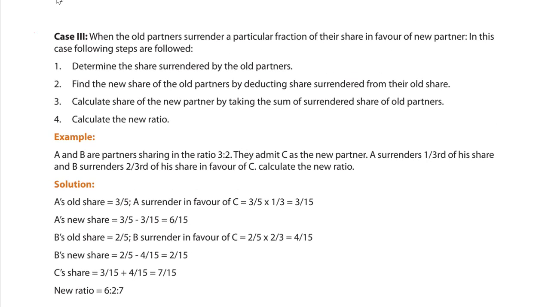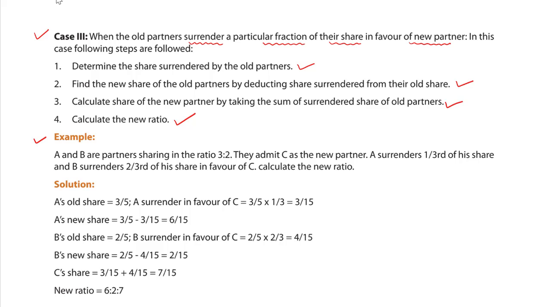Case 3. When the old partner surrenders a particular fraction of their share in favor of the new partner, the following steps are followed. Determine the share surrendered by the old partners. Find the new share of the old partner by deducting the share that is surrendered from the old share. Calculate the share of the new partner by taking the sum of the surrendered shares of the old partners. Calculate the new ratio.